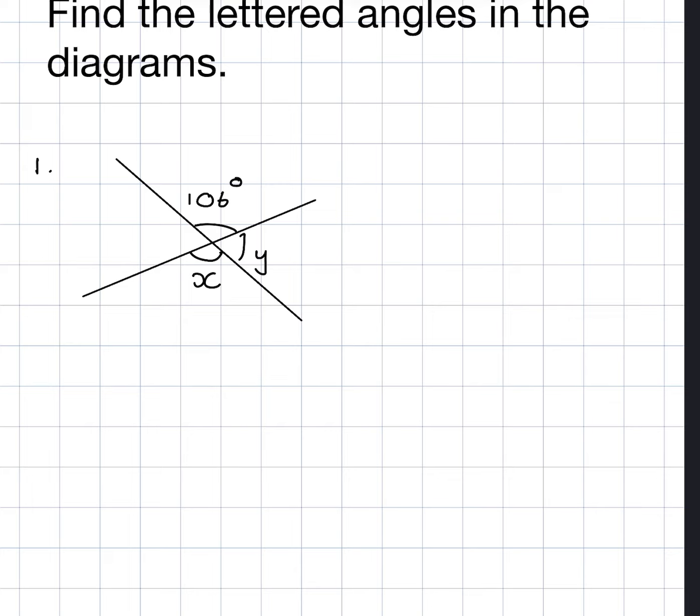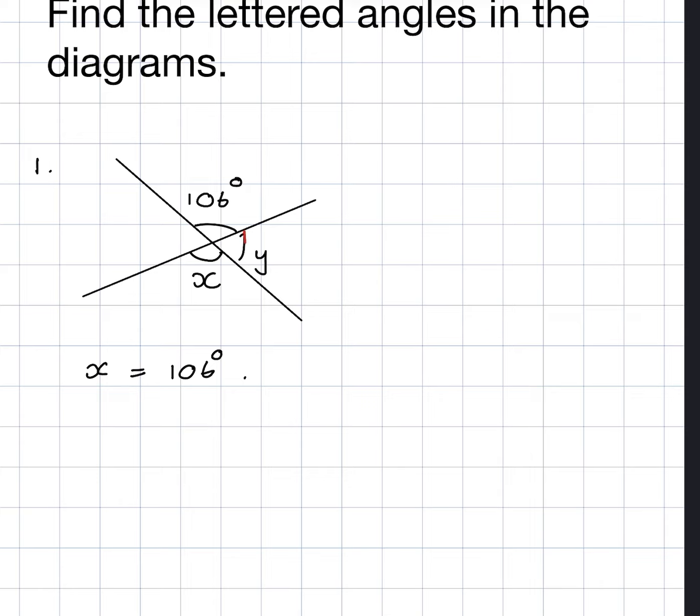From what we learned yesterday, vertically opposite angles are equal. So x is opposite to 106 degrees. Therefore x is equal to 106 degrees.